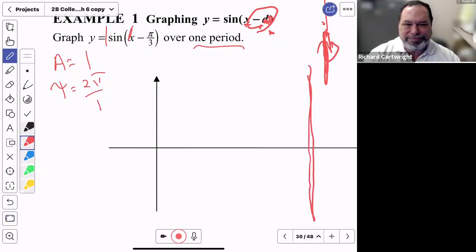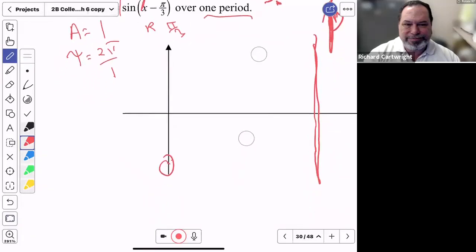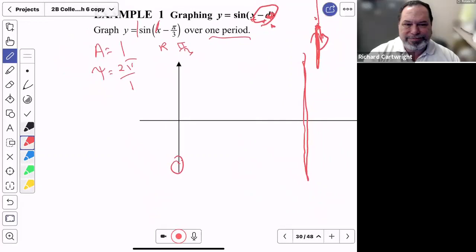And the question is, does it start at 0? Or does it shift to the right, pi over 3? It doesn't start at 0. So I'm going to take off the 0 there. I don't really need it there. This doesn't help me. It's actually starting at a positive pi over 3. 0 is over here, if you really want to be honest. You can graph it any way you want. I just choose to take a vertical and say it starts here.